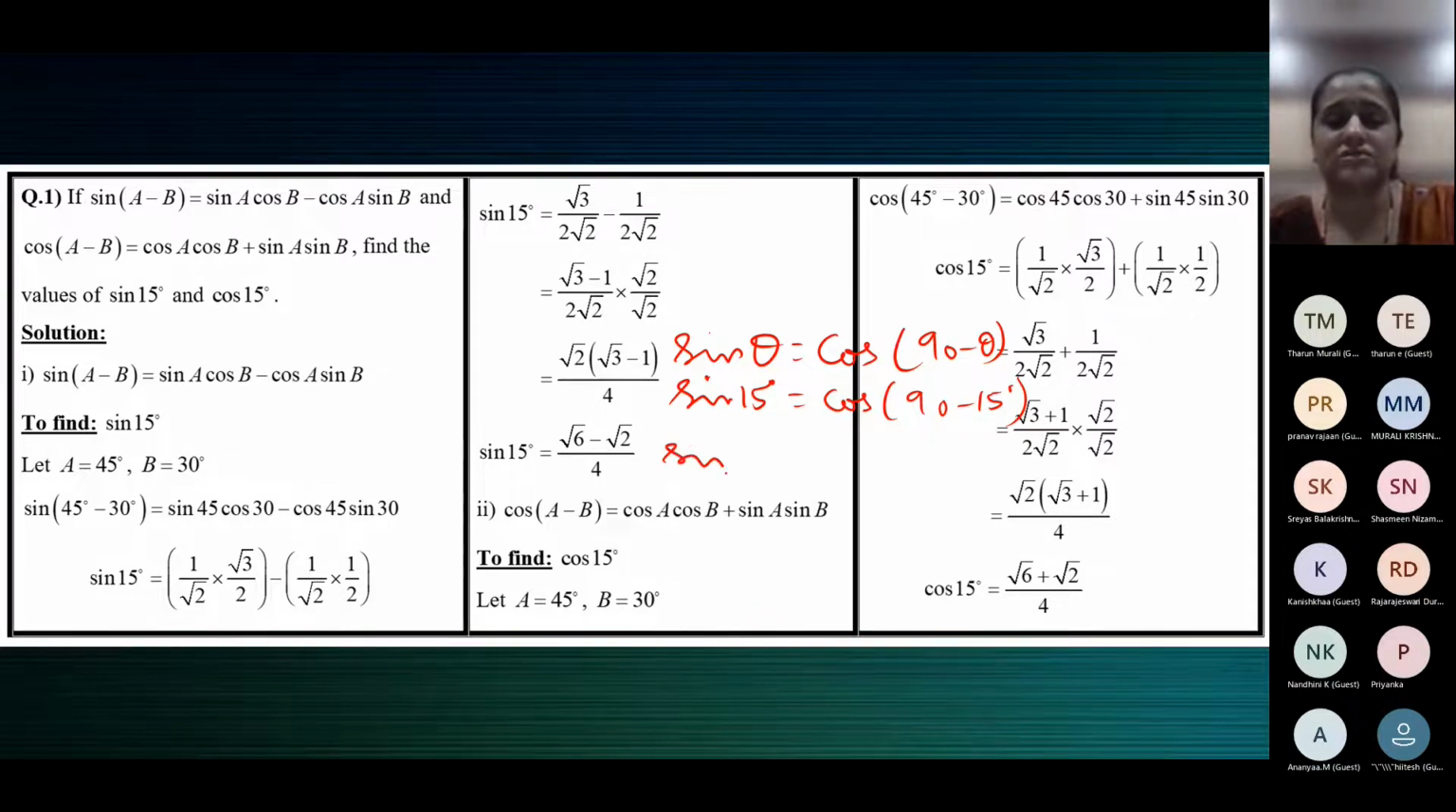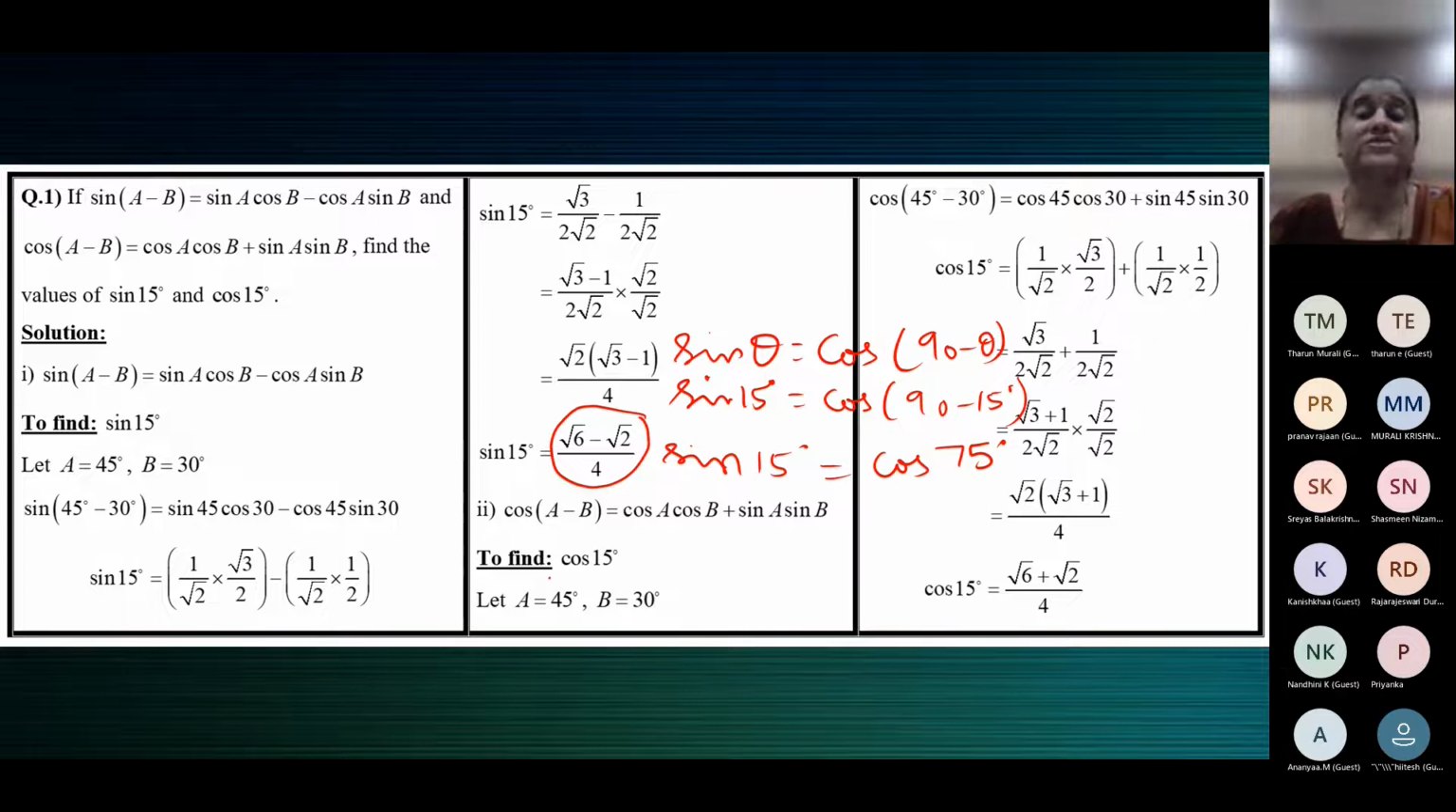So the value of sine 15 degrees is the same as the value of cos 75 degrees. Now what is the value of sine 15? Root 6 minus root 2 by 4. The same is the value of cos 75 degrees. Cos 75 degrees is also root 6 minus root 2 by 4.